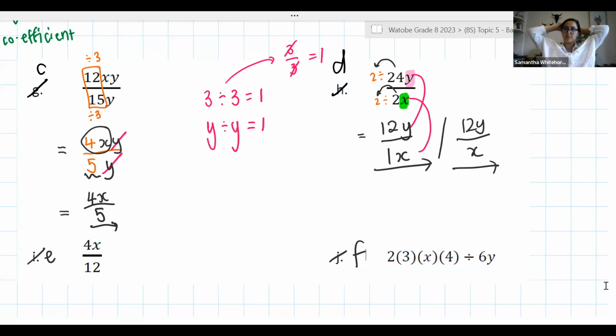So if you want to double check your answer for F, just make sure that you've left the variables in the correct position. So check, is the X in the numerator or is it in the denominator? Is the Y in the numerator or is it in the denominator? And it should stay where it is.